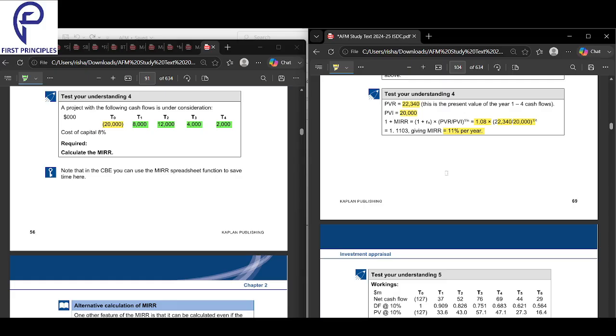If your MIRR is greater than the cost of capital, here your MIRR is 11, cost of capital is 8. So you can go for the project. So all you have to do is just keep in mind the formula.